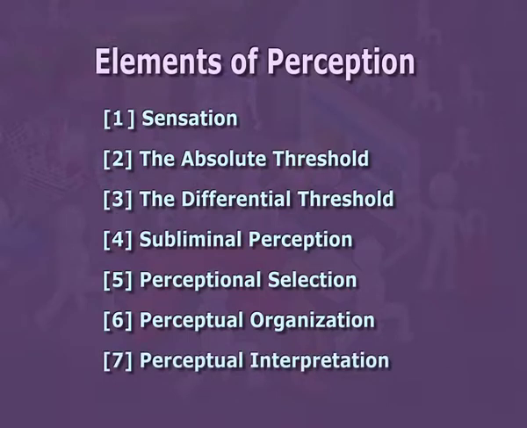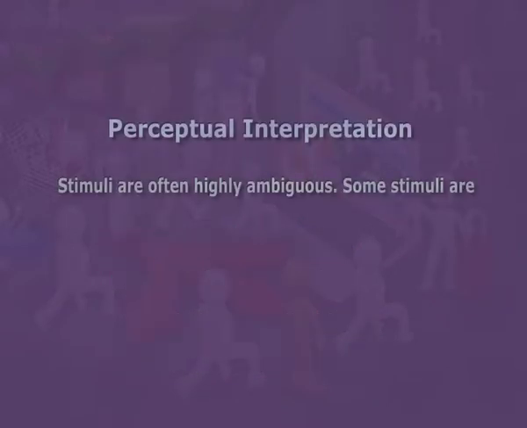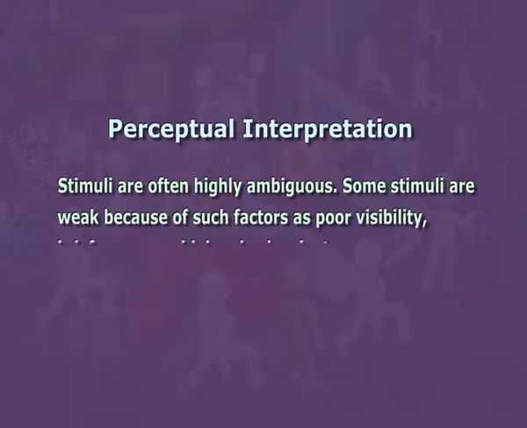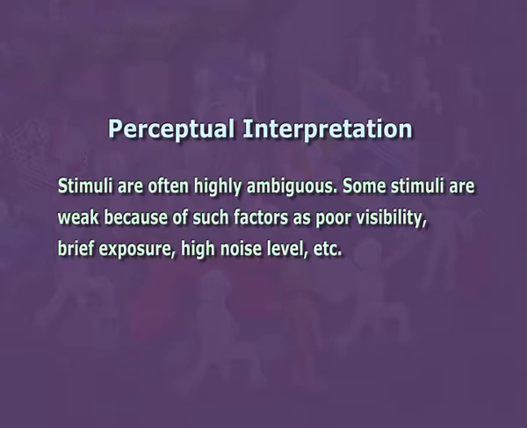Seventhly, perceptual interpretation. Stimuli are often highly ambiguous. Some stimuli are weak because of such factors as poor visibility, brief exposure, high noise level, etc. Even the stimuli that are strong tend to fluctuate dramatically because of such factors as different angles of viewing, varying distances and changing levels of illumination.